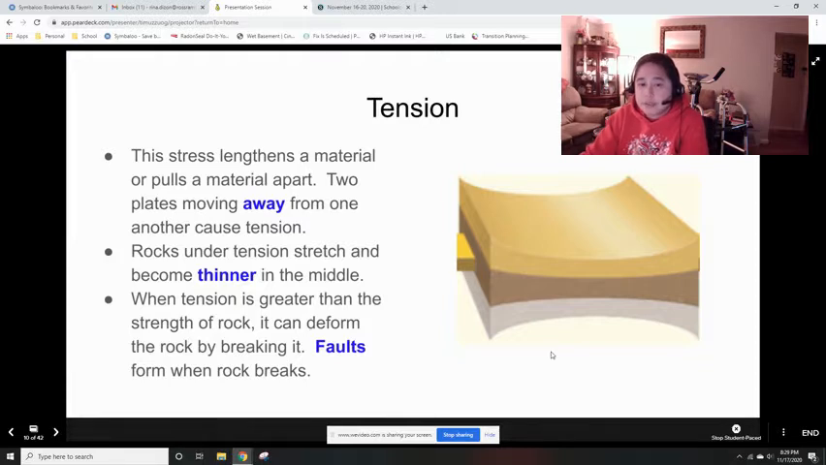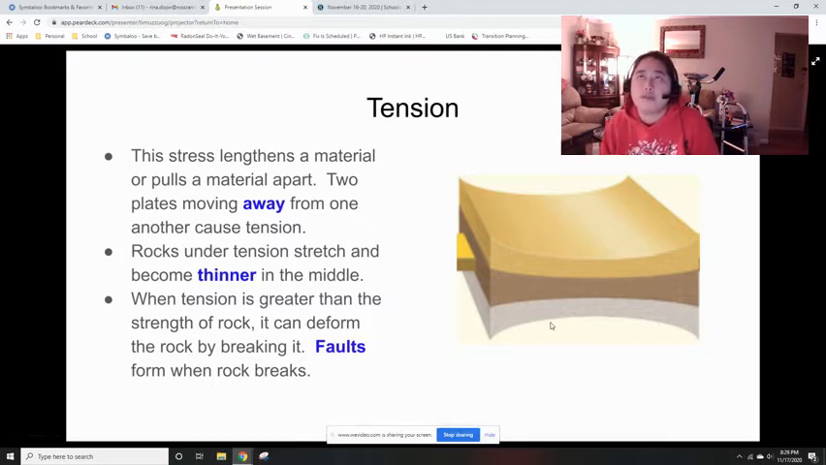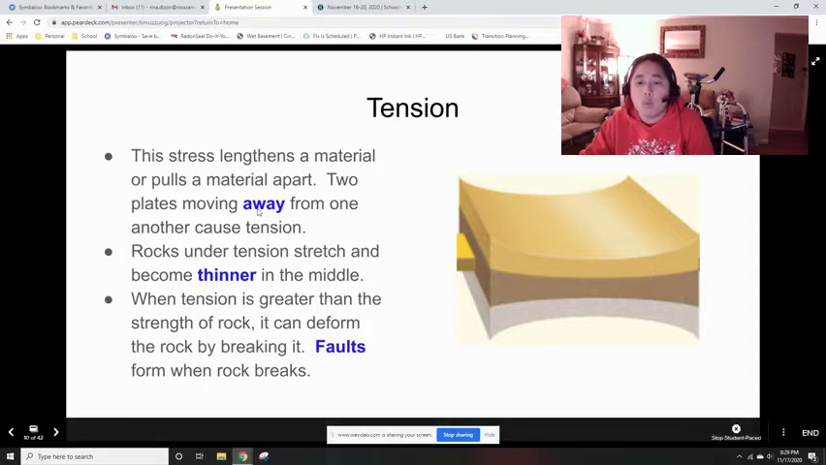The second type of stress is called tension. This is where the material is lengthened or pulled apart. The way I would describe this is if you take your gum after you've chewed it for a while and take it out, or like silly putty, and pull it apart, it gets thinner in the middle and thicker on the ends. So this happens when two plates move away from one another, causing tension.